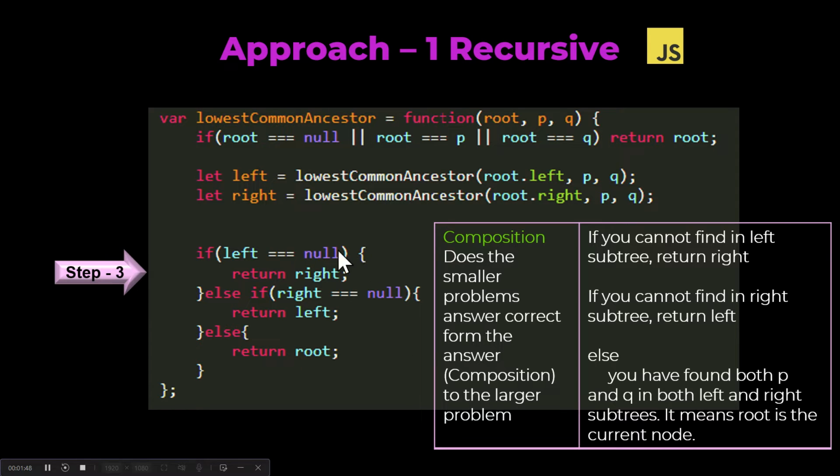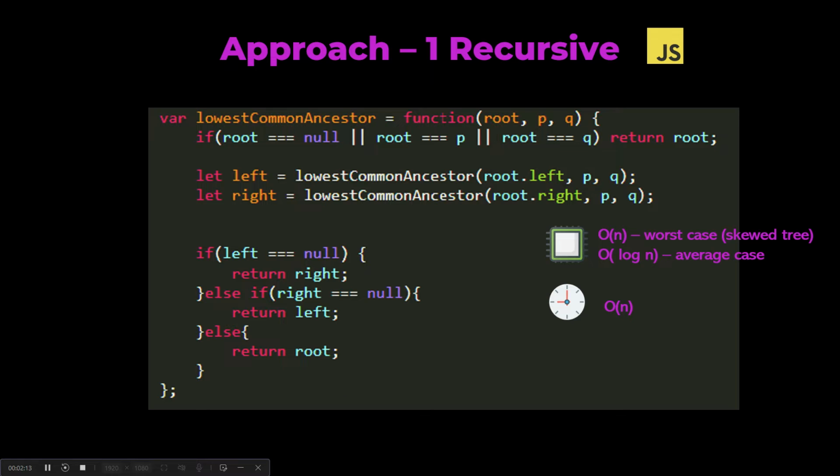This is the composition part. Here we check if the left subtree is null, then we return right and continue to check in the right subtree. Else if the right is null, then we return left and continue to check in the left subtree. Otherwise, we return the root. So let's go through the algorithm step by step, and then we can discuss the time and space complexity again.